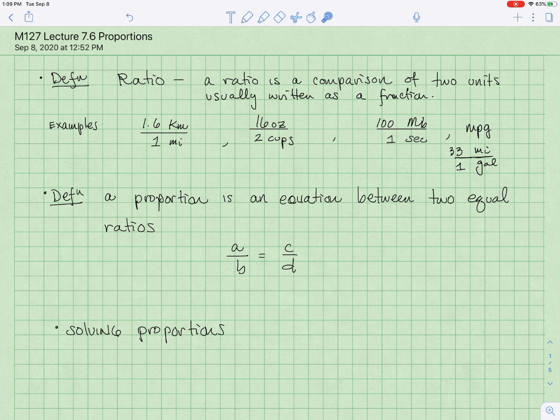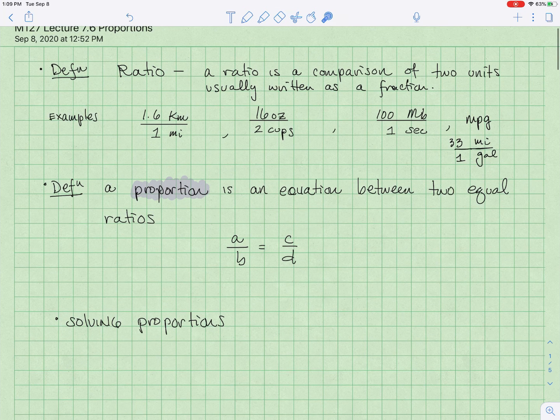What we're actually talking about in this section, though, is what's called a proportion. So that's really what we want to define here, a proportion. A proportion is an equation between two equal ratios. So if I have one ratio, A over B, and another ratio, C over D, and I set them equal, then this is a proportion. Some people get the terms ratio and proportion confused. So a ratio is a comparison of two units, usually written as a fraction, and a proportion is the relationship between two ratios, usually written as an equation.